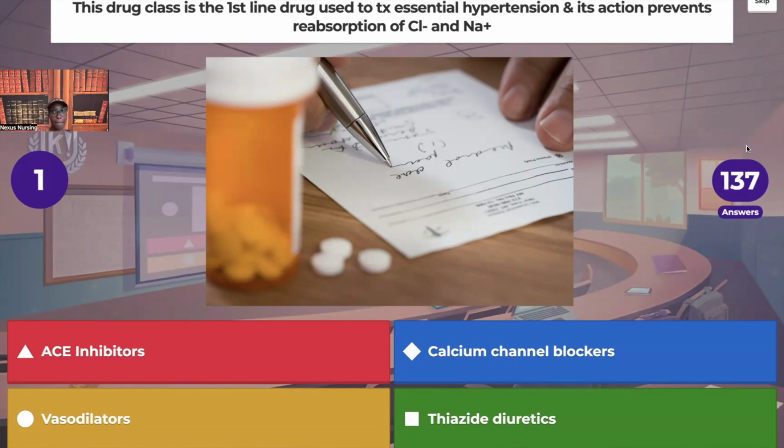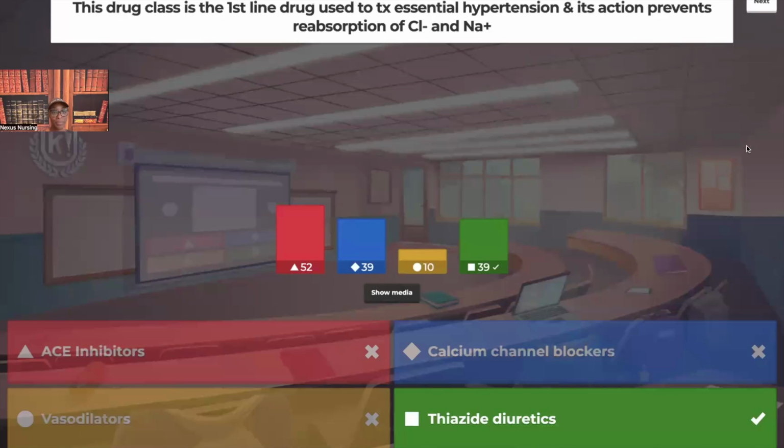What do you guys think? Are you kidding me? How did 52 of you choose ACE inhibitors? I believe the 52 of you that chose ACE inhibitors were not on this Kahoot yesterday. No. First line, thiazide diuretics. That is the first line class of drugs that are used to treat essential hypertension. And the other clue I gave you was that it prevents the reabsorption of chloride and sodium.